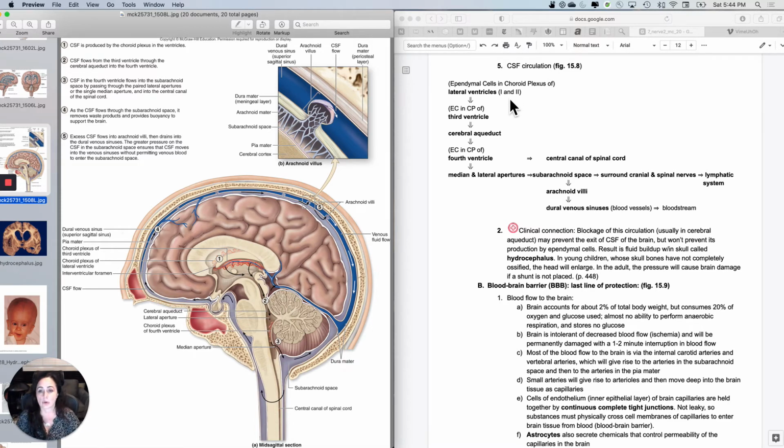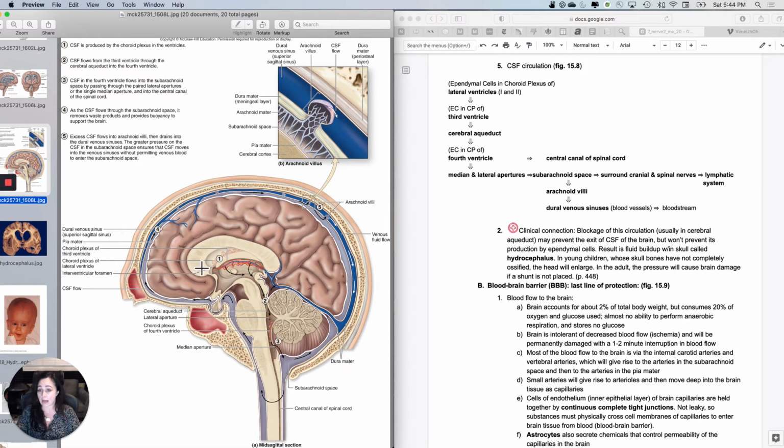Okay, so the place that it's made is by the ependymal cells in the choroid plexus, okay? Ependymal cells and choroid plexus. Those are the little pink booger looking things on the wall, and it's a combination of ependymal cells and capillaries. So you're going to make it first in the lateral ventricles, 1 and 2, which you can't see on this picture because it's a mid-sagittal section.